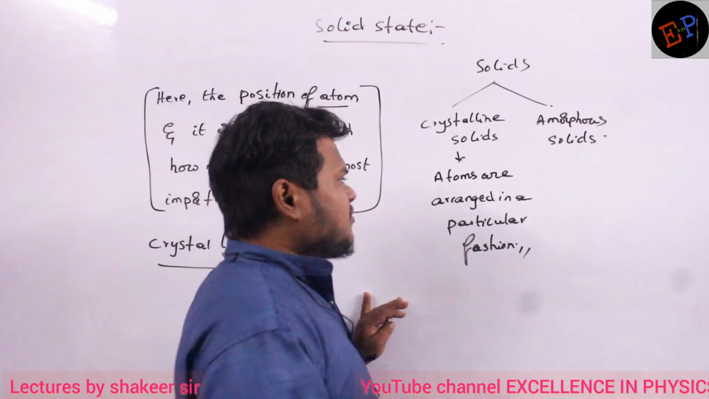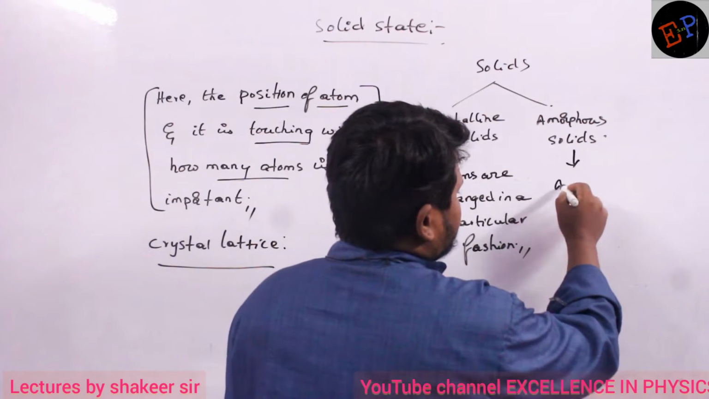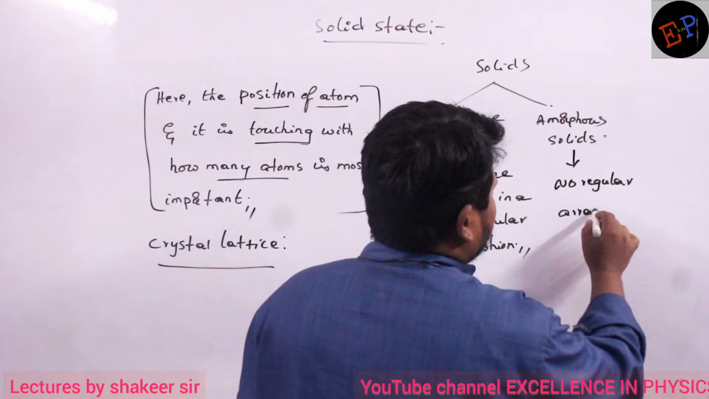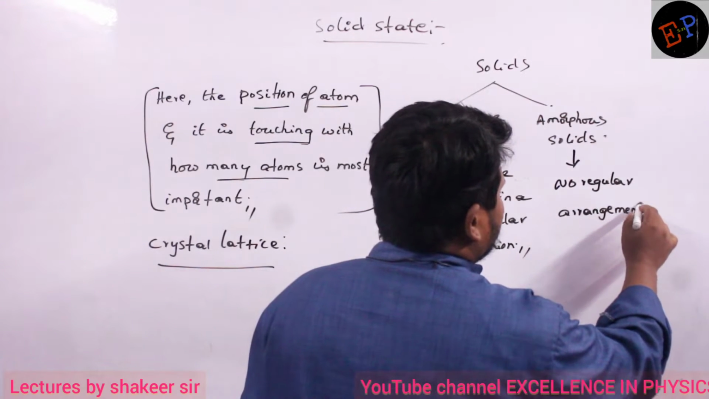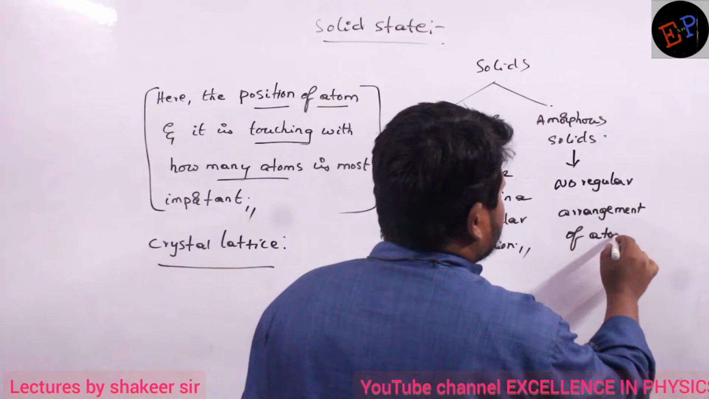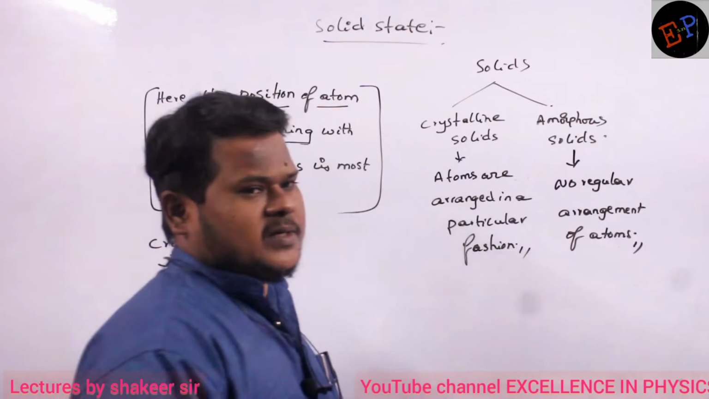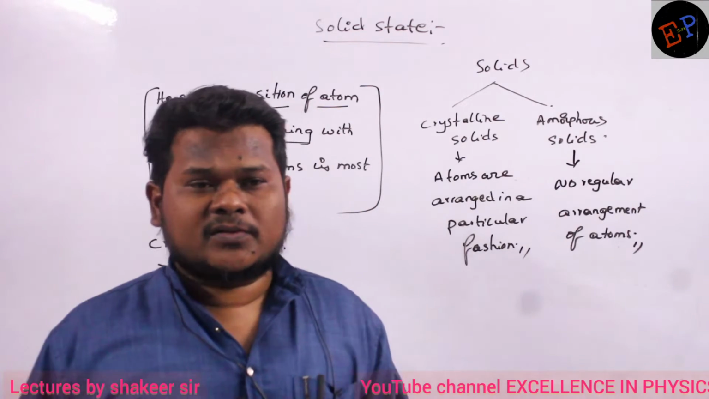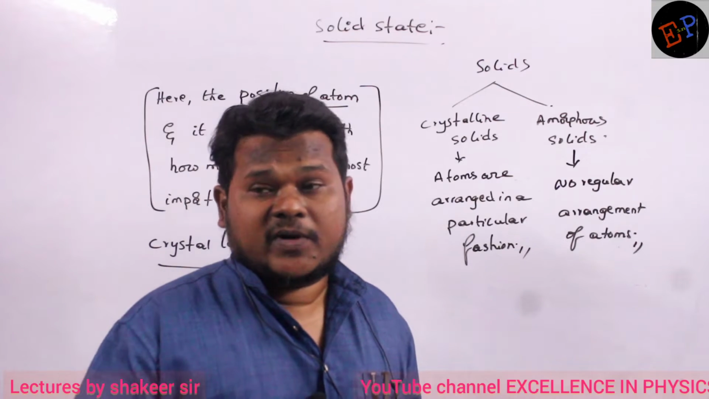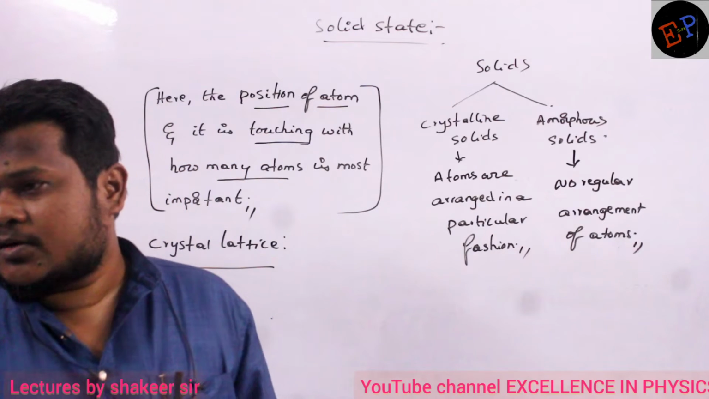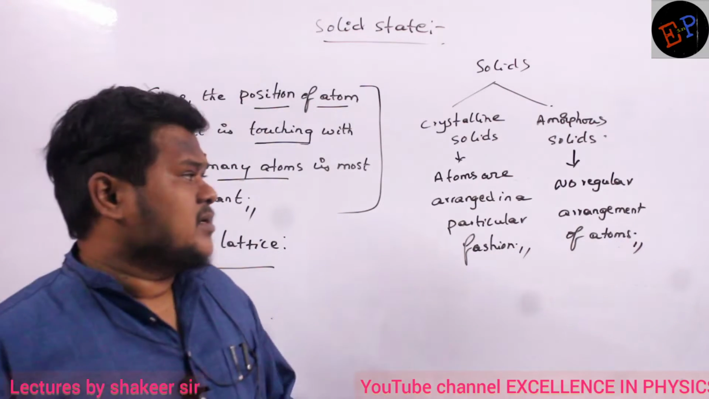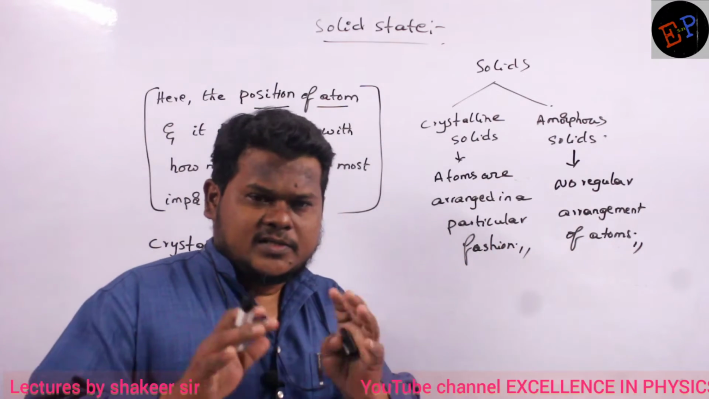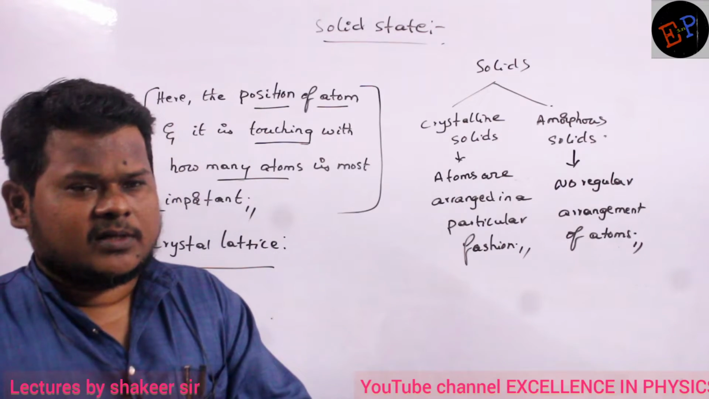Then what is meant by amorphous solids? No regular arrangement of solids or atoms or molecules. This is called amorphous solids. For example, glass. In glass, the molecules are not present in a particular fashion. Wax is another example. In wax, the molecules are not arranged in a particular fashion. So that type of solids, you can call them amorphous solids, and the solids in which there is a particular arrangement are called crystalline solids.